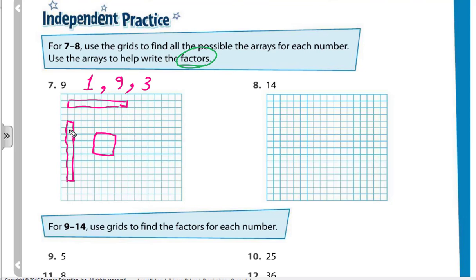Okay. So, now my heroes, what are the factors of 9? 1, 9, and 3. Okay, thank you, my hero. Okay, my heroes, we can solve this one, but I will not draw. I ask you to write the factors without drawing.